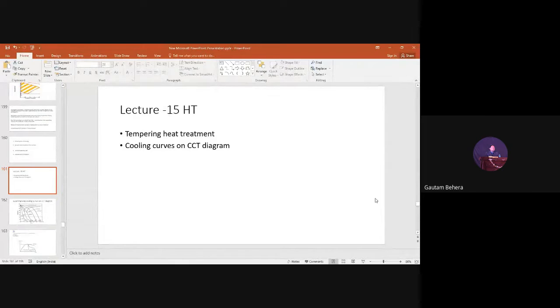So today is lecture number 15 of this heat treatment class, and today's topic is tempering heat treatment. And also we'll see many plots which are related to the heat treatment, basically continuous cooling transformation plots, and we'll see some cooling curves also.